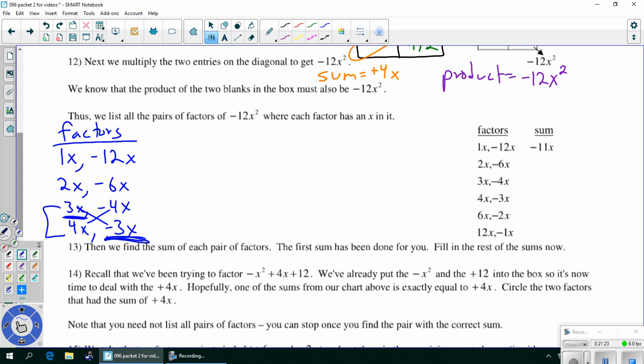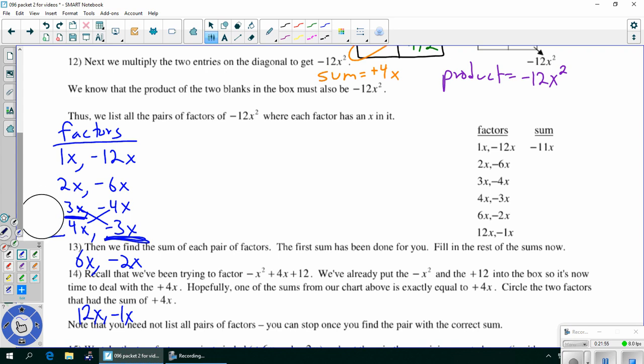How about 5? Does 5x go into negative 12x squared? Well, not evenly. And we're never going to put a fraction in any of our pairs here. So that eliminates this from contention. How about 6x? Does that go in? Yeah, it goes in negative 2x times. And there's not many more things that go into negative 12x squared. 7x does not go in. 8x does not go in. 9, 10, 11, 12 is the last thing that goes in. So 12x here and negative 1x there.